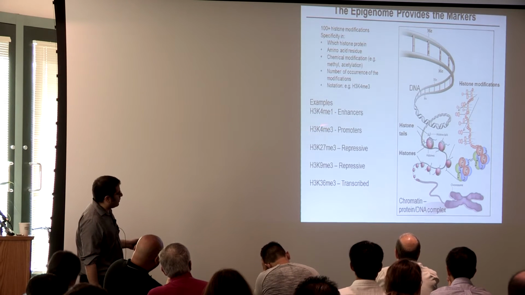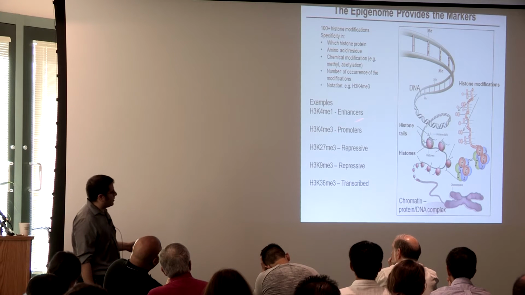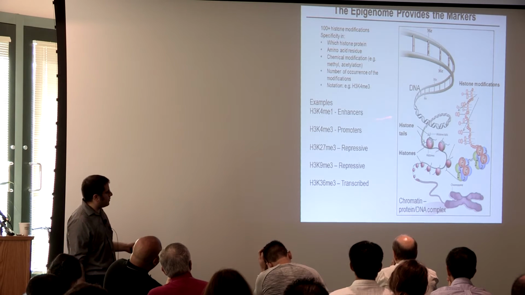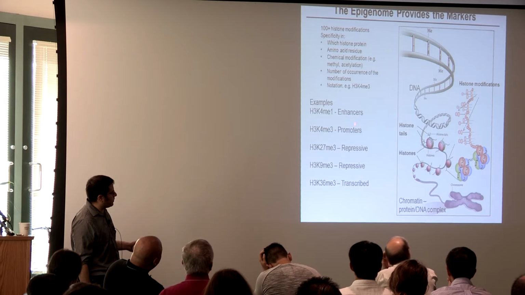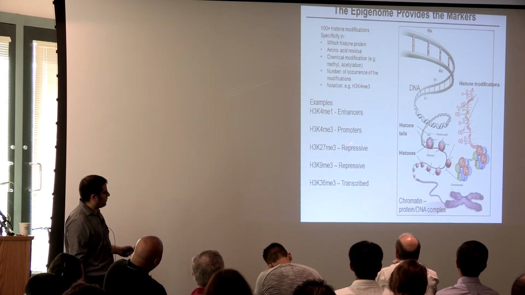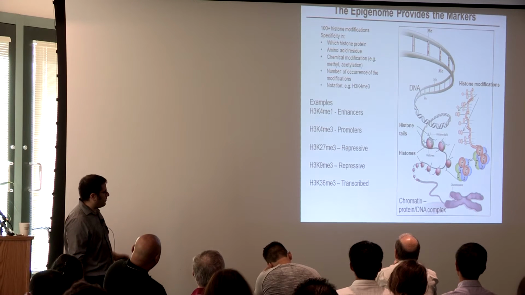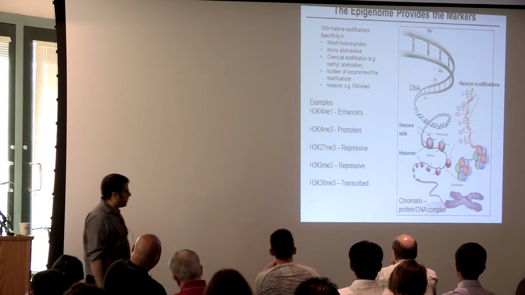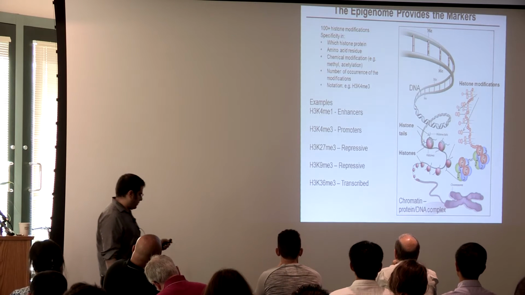And likewise for H3K4me3 with promoter regions. So promoters are the regions at the start of the genes associated with regulation. Enhancers tend to be more distal. There are certain modifications with different types of repression, and also some modifications that might be associated with transcribed regions.